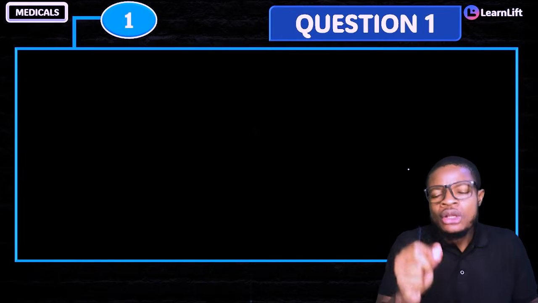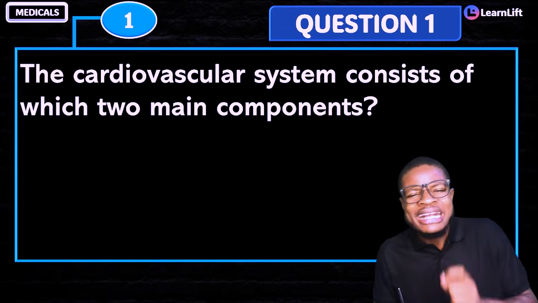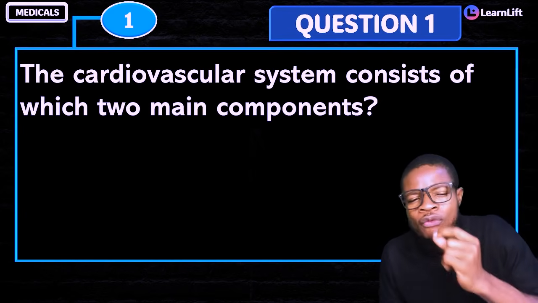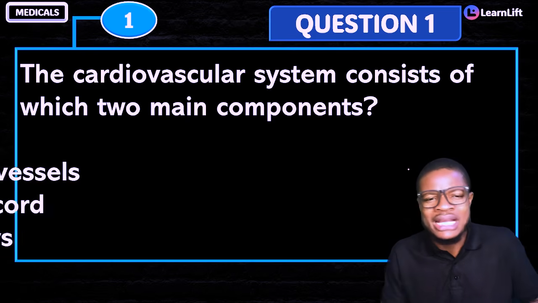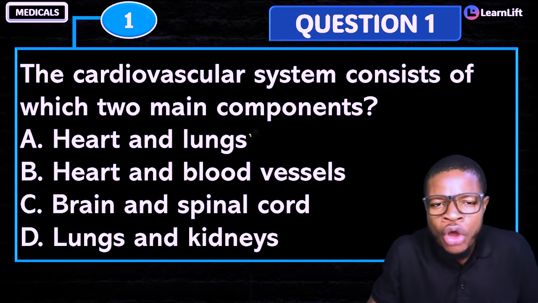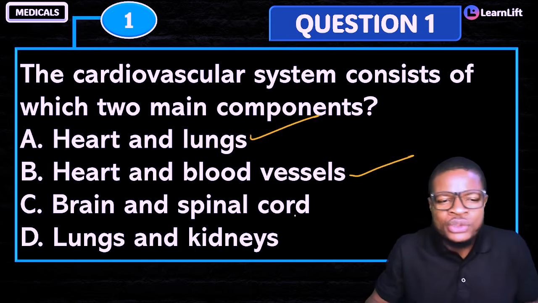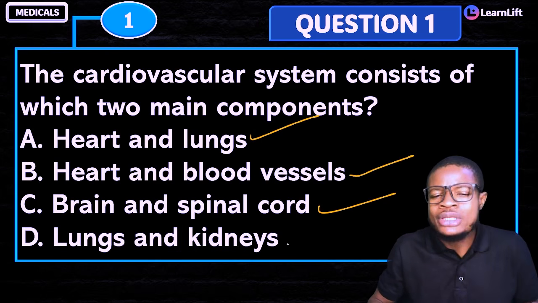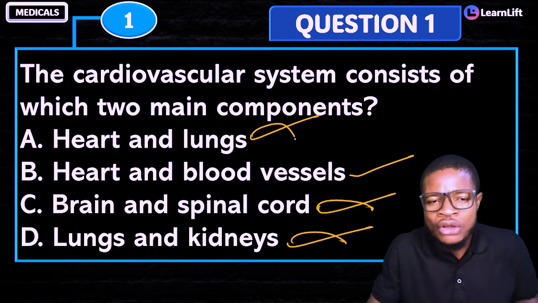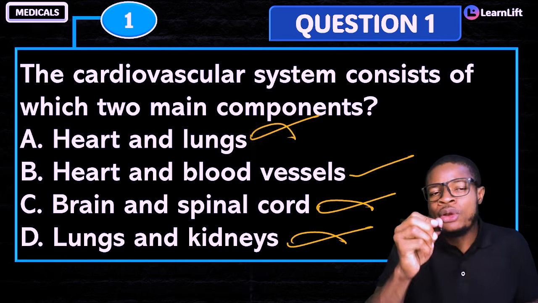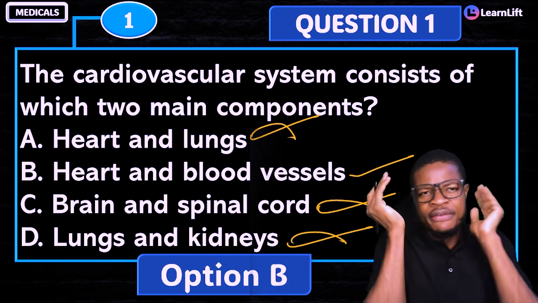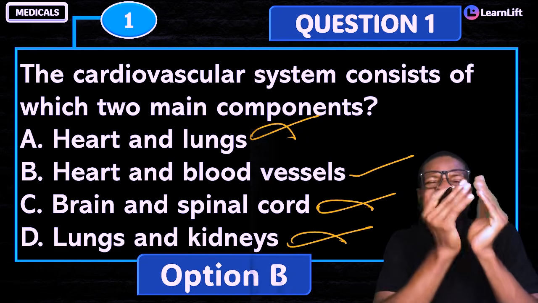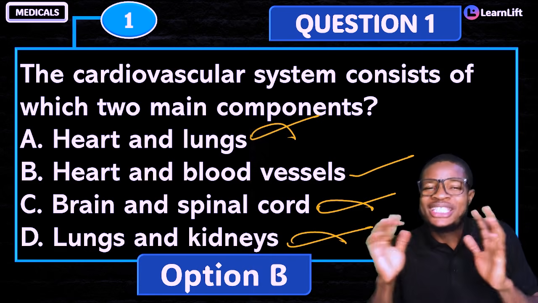If you get that very fast, look at this question that was asked. The cardiovascular system consists of which 2 main components? Is it the heart and the lungs, or the heart and the blood vessels, or the brain and the spinal cord, or the lungs and the kidney? It's not brain and spinal cord, it's not lungs and kidney, it's not heart and lungs. What is it? The heart and the blood vessels. Option B is the answer. You see, very simple. There is nothing that is difficult about cardiovascular system. Anyway, this is just the introduction.